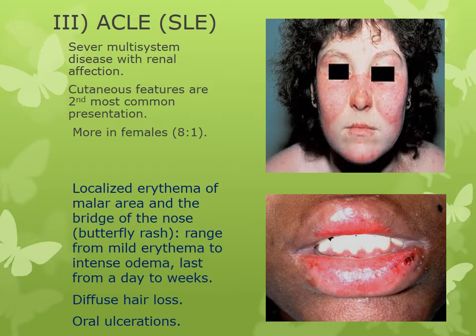The third type of cutaneous lupus is acute cutaneous lupus erythematosus, or SLE. This is a severe multisystemic disease with renal affection. The cutaneous features are the second most common presentation. The female to male ratio is 8:1. Usually the patient comes with erythema of the malar area, covering the cheeks and the nasal bridge, which is called the butterfly rash.